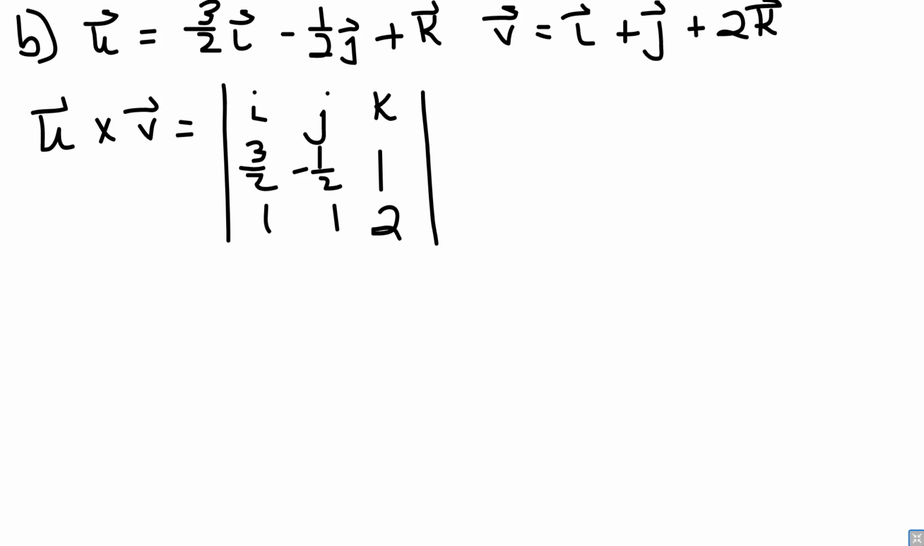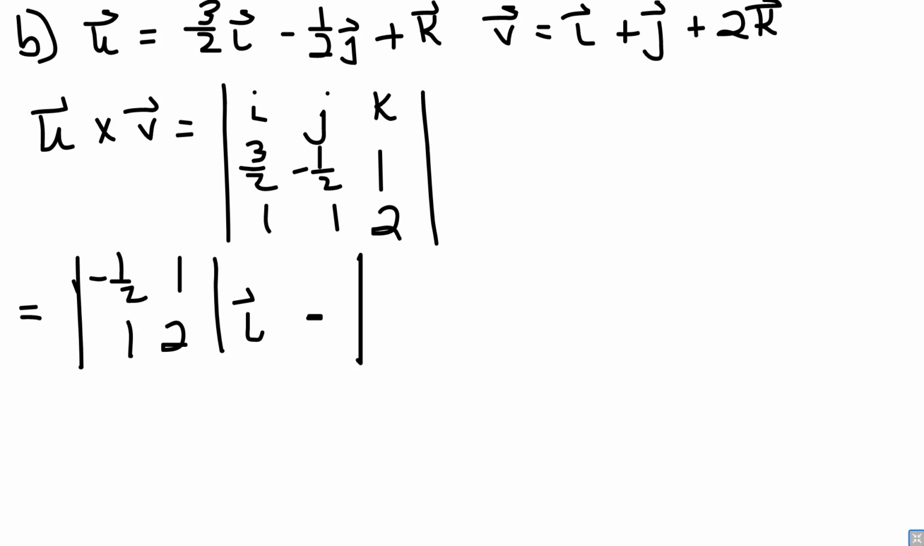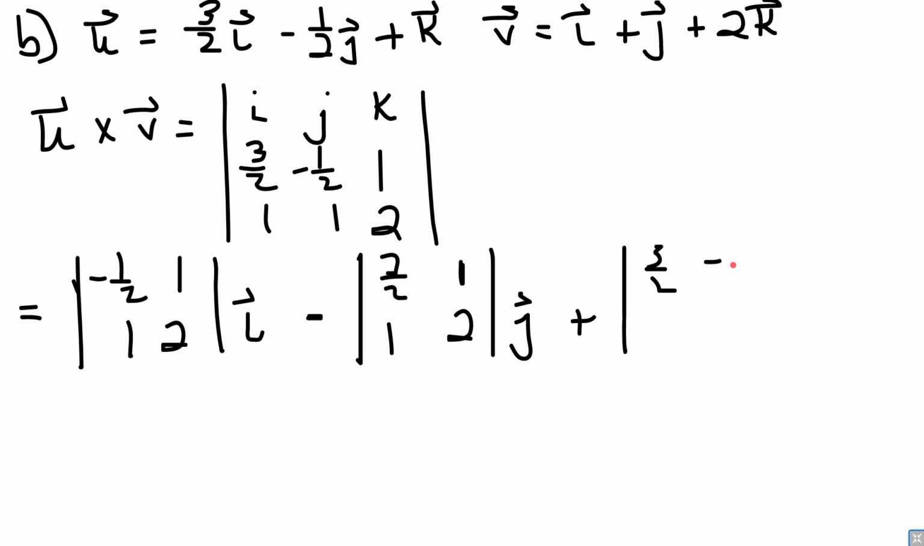Okay, so let's just take a look and make sure you set it up correctly. For the first one, you should have the determinant of negative 1/2, 1, 1, 2 times i, minus, then you're going to have the determinant of 3/2, 1, 1, 2 times j, plus, then the determinant of 3/2, negative 1/2, 1, 1 times k. Okay, so everyone get that as far as the setup is concerned.